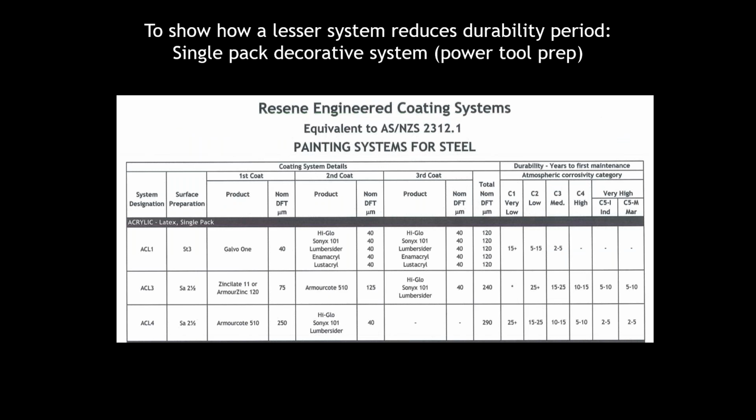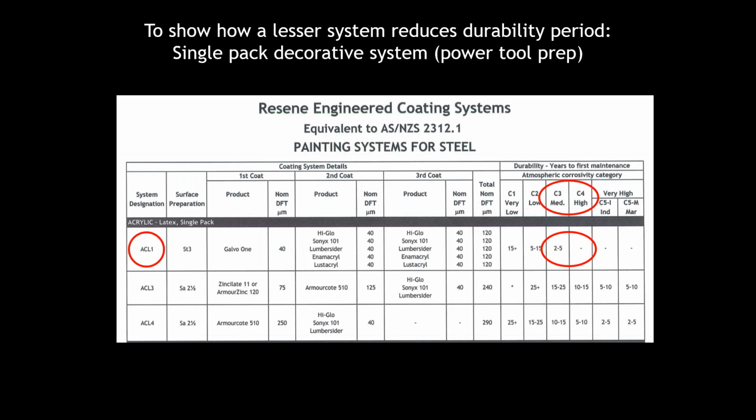What I thought I'd do here as well is just show you an example of a lesser system and what you get for durability periods. So this is an acrylic system from the standard, C3, C4. You'll see very quickly there that the durability period gives you, in a C3 environment, 2 to 5 years, and in a C4 it gives you nothing.